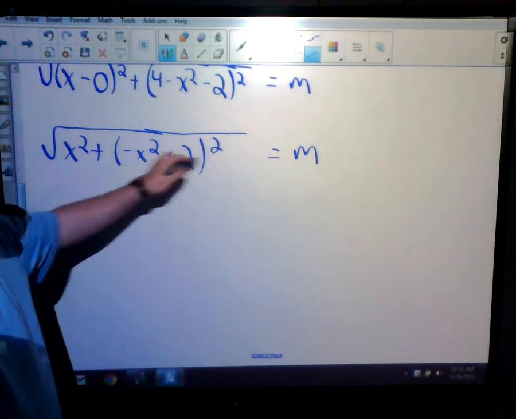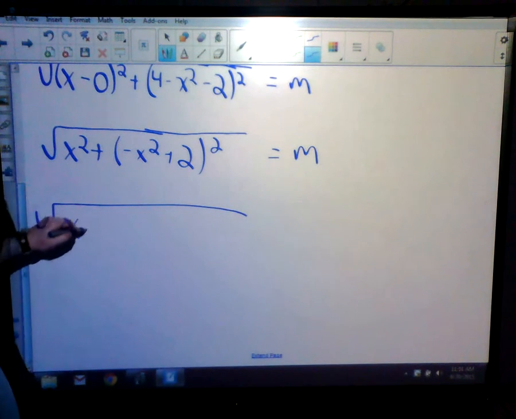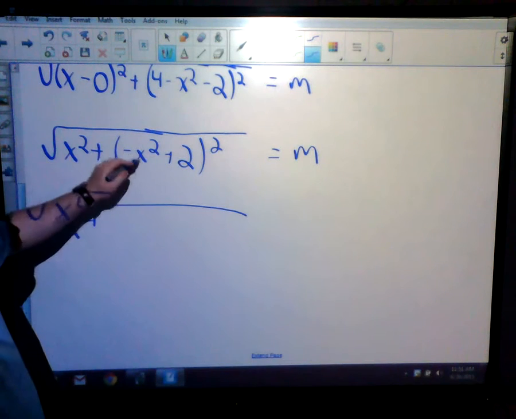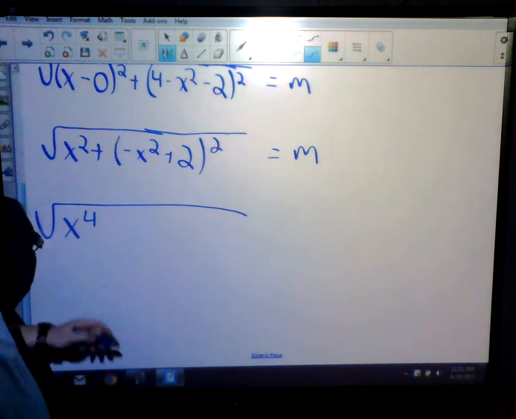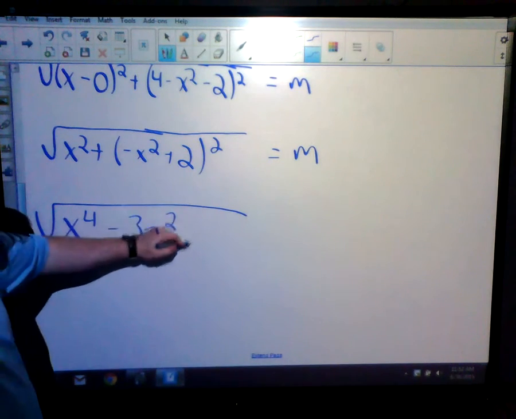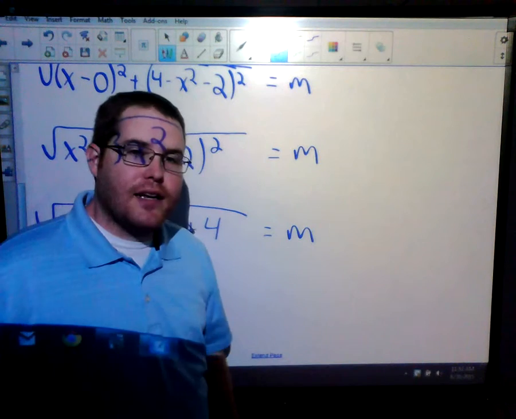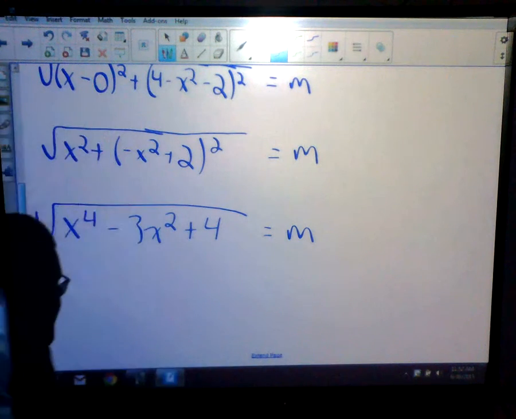If you were to square this out and add it, you're going to get x to the 4th, minus 2x squared, minus 2x squared, minus 4x squared, plus 1 is minus 3x squared, plus 4 is equal to m. I have simplified it as much as I possibly can.